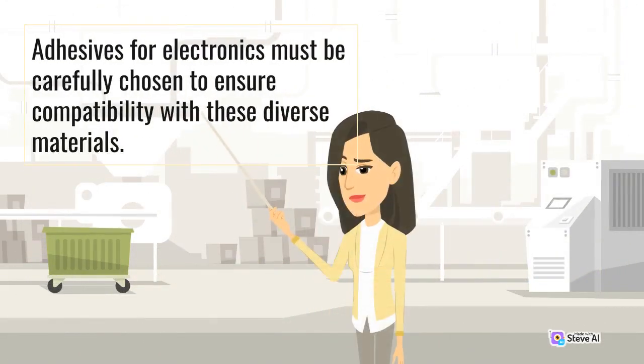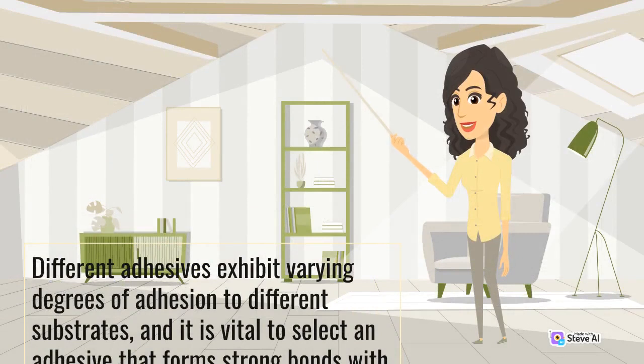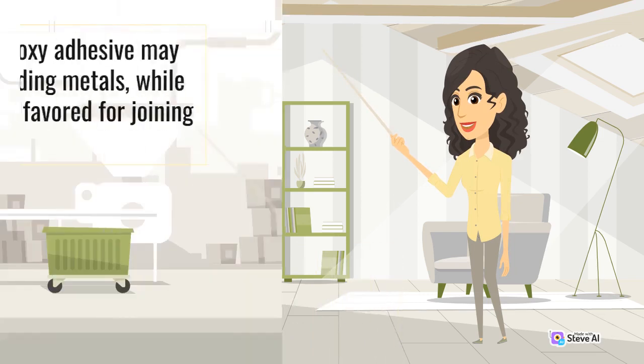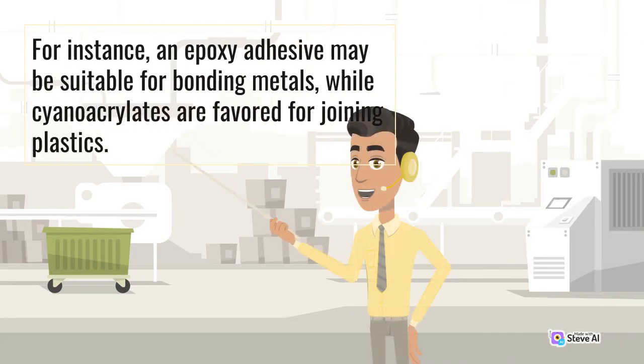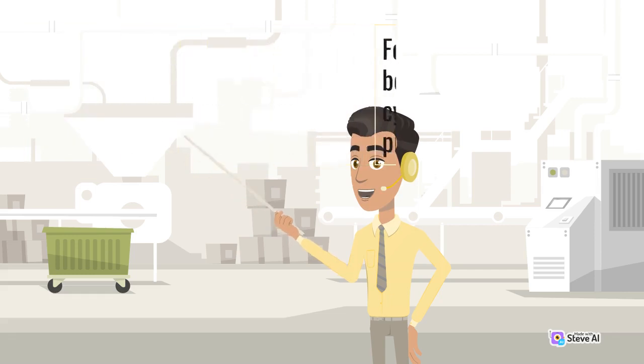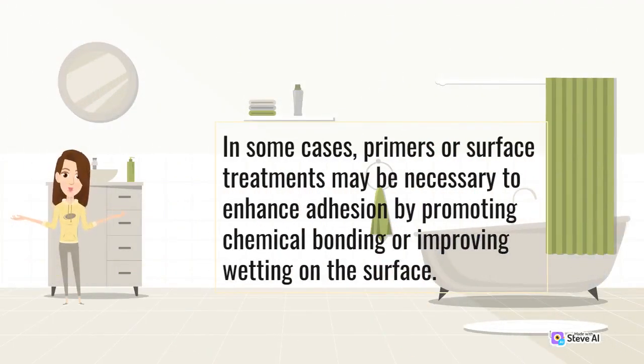Adhesives for electronics must be carefully chosen to ensure compatibility with these diverse materials. Different adhesives exhibit varying degrees of adhesion to different substrates, and it is vital to select an adhesive that forms strong bonds with each component. For instance, an epoxy adhesive may be suitable for bonding metals, while cyanoacrylates are favored for joining plastics. In some cases, primers or surface treatments may be necessary to enhance adhesion by promoting chemical bonding or improving wetting on the surface.